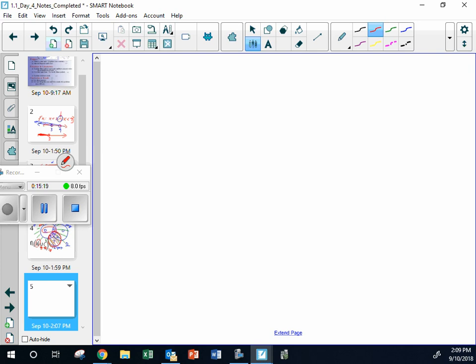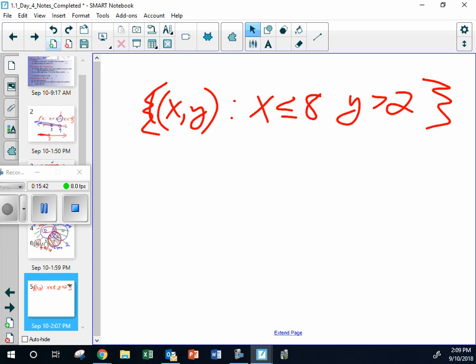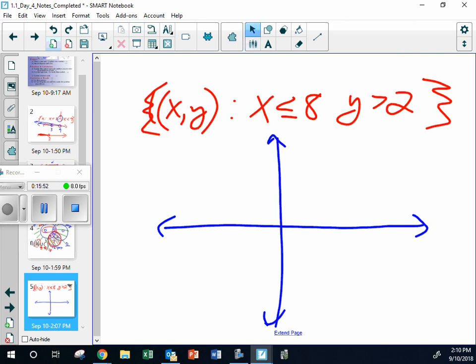All right, so let's talk about that last thing. X where was pretty easy. Let's see if you can handle this. X comma y where x is less than or equal to 8 and y is bigger than 2. Figure out what that is, and hint, if you're going to do it with a number line, it needs both an x and a y axis, because now you have both x and y, not just x.